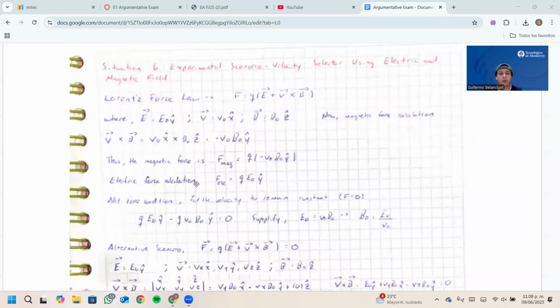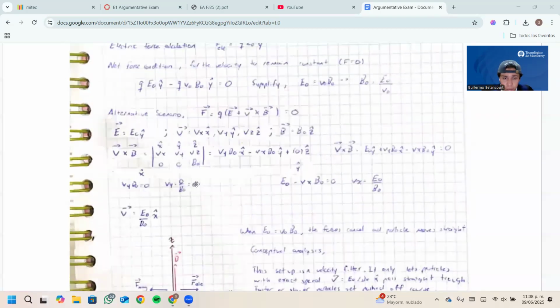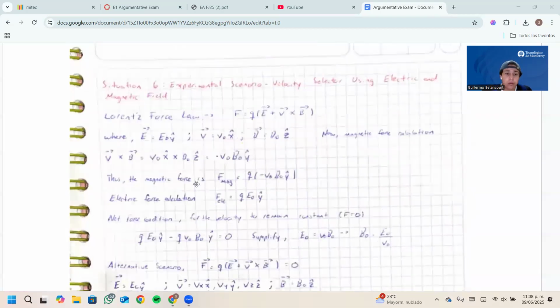Situation 5, we have the Lorentz force law, where we know the electric field is equal to E zero in the y direction. Well, we have these conditions.